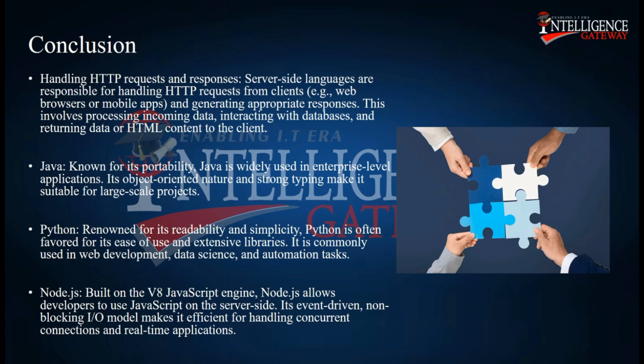Java, known for its portability. Java is widely used in enterprise-level applications. Its object-oriented nature and strong typing make it suitable for large-scale projects. Python, renowned for its readability and simplicity. Python is often favored for its ease of use and extensive libraries. It is commonly used in web development, data science, and automation tasks.